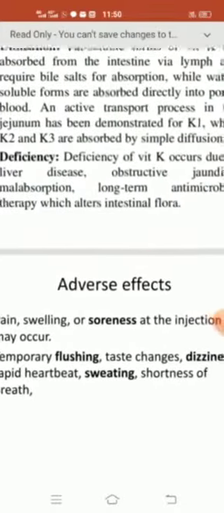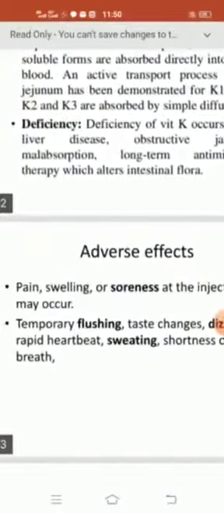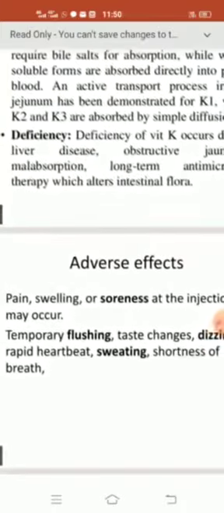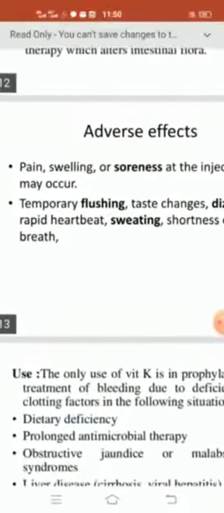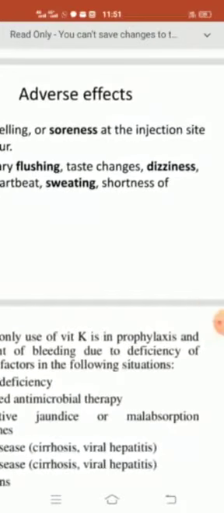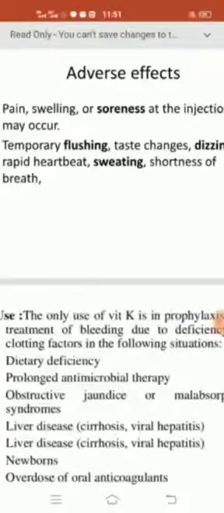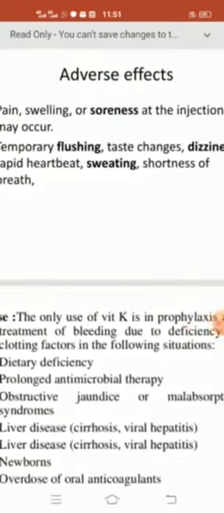Okay, deficiency of vitamin K occurs due to liver disease, obstructive jaundice, malabsorption, long-term antimicrobial therapy, which can alter the intestinal flora. Adverse effects: pain, swelling, soreness at the injection site may occur. Also temporary flushing, taste changes, dizziness, sweating, rapid heart rate, shortness of breath.